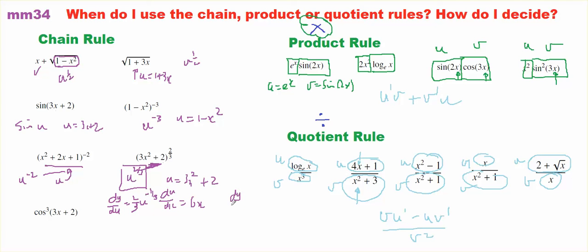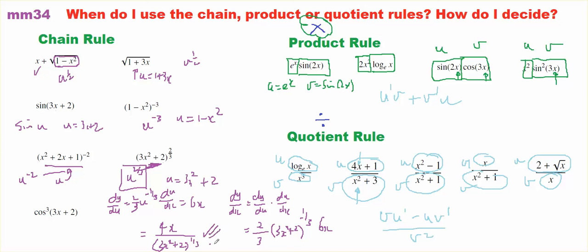So dy dx equals dy du times du dx. dy du is 2/3 u, which is 3x squared plus 2 to the negative 1/3, times du dx, which is 6x. And all of that is going to equal, the 6 cancels with the 3 to leave 2. 2 times 2 is 4. I've got an x on top, and over 3x squared plus 2 to the positive 1/3 in the denominator.